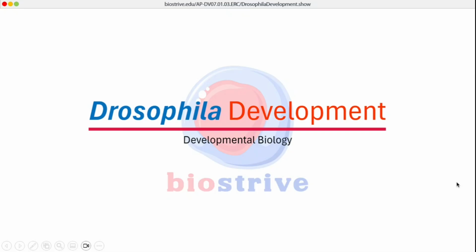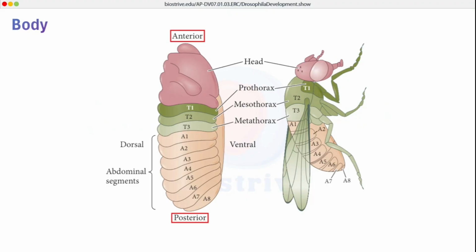We are starting with genetics of Drosophila development, and to start with Drosophila development we must know the basics about the Drosophila body plan. The Drosophila body is divided into three portions. The first one is the head, then we have the thorax, and the thorax has paired appendages, and at last we have the abdomen. The head is a large segment in itself, and the thorax is divided into three segments.